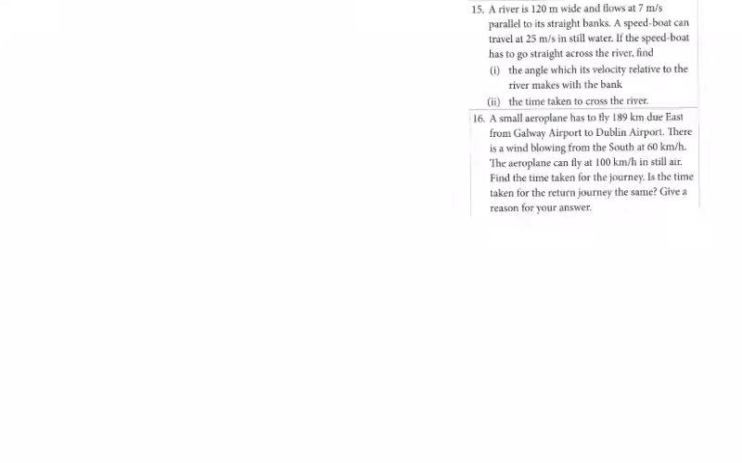Question 15. A river 120 meters wide flows at 7 meters a second and a boat can travel at 25. It has to go straight across. Find the angle which its velocity relative to the river makes with the bank. Okay, I'm going to do a little diagram here.